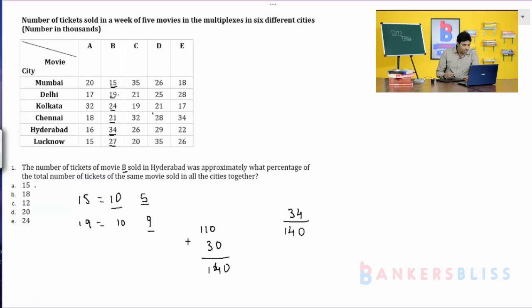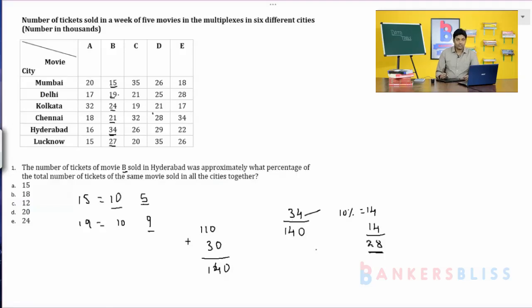See here, the options are 15%, 18%, 12%, 20% and 24%. So what is 10%? 10% is nothing but 14. But we should get 34. Then you add one more 10%, that is 28. So 20% also gives 28. You see, 20% and all the other options are less than 20%. But we should get 34.